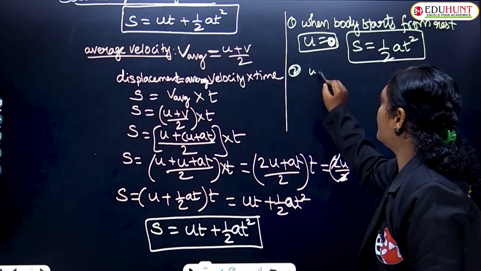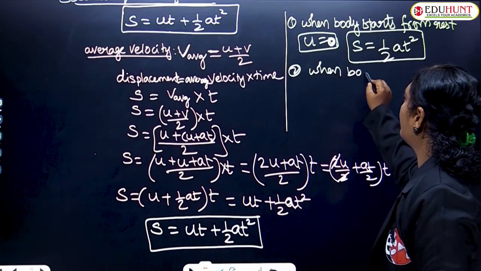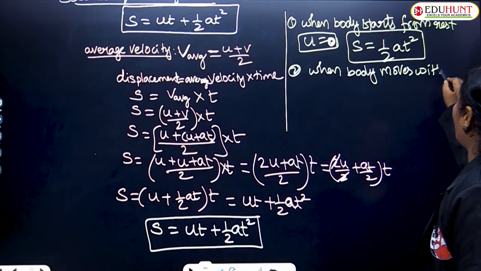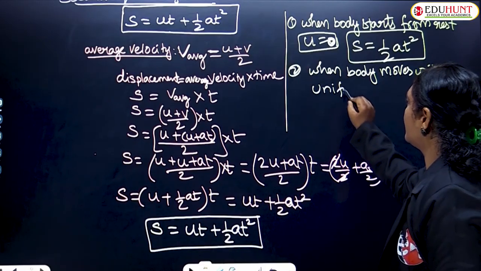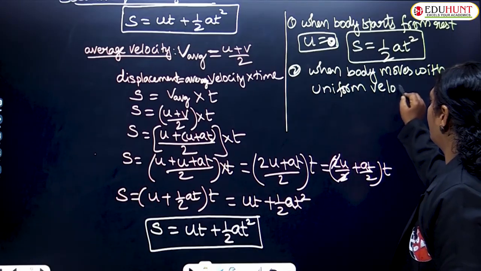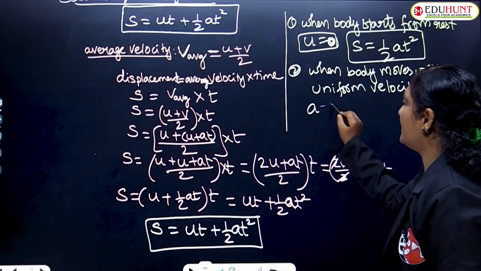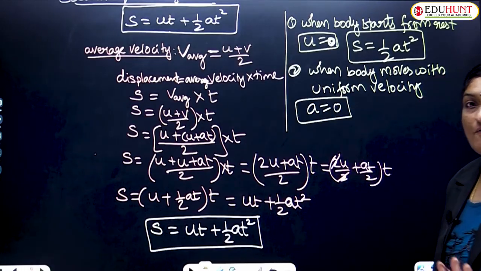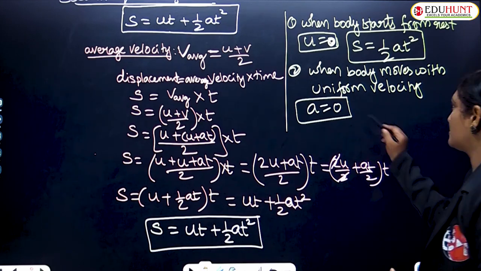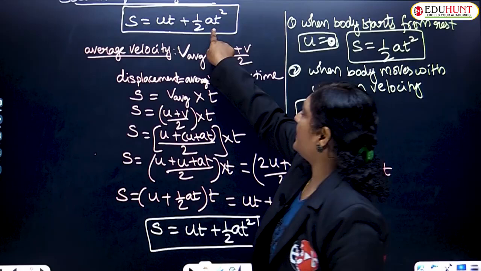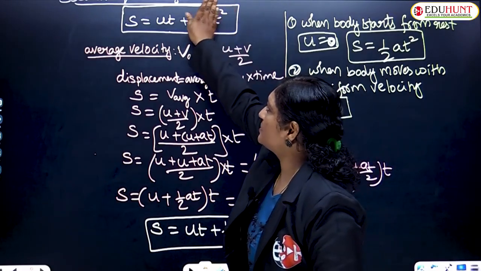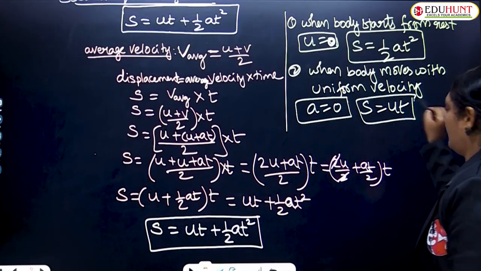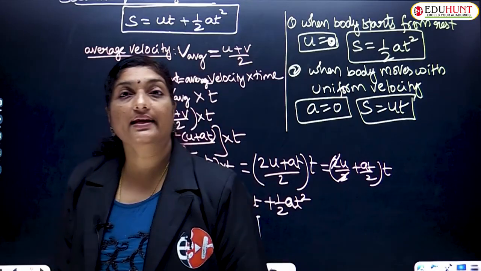And the second case, whenever the body moves with uniform velocity, what is the condition, children? In that case, we have no acceleration, that is a equals 0. Hence, substituting a equals 0, this term will become 0, then displacement s equals ut. Okay, children? So this is the second equation of motion.